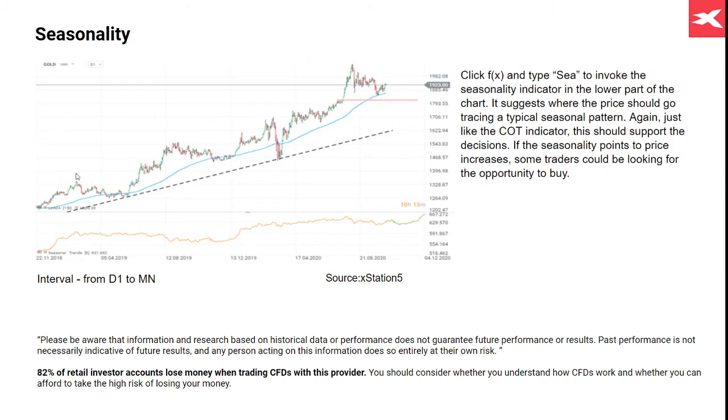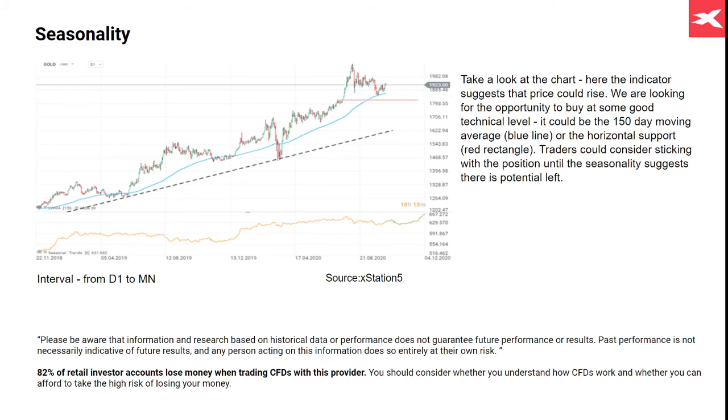Finally, the final strategy, which can vary on a time frame from anywhere from daily to monthly, is seasonality. If we take a look at this chart, we see the indicator at the very bottom that suggests the price could rise. This is the current one, and the green is the projection. We are looking for the opportunity to buy at some good technical level.